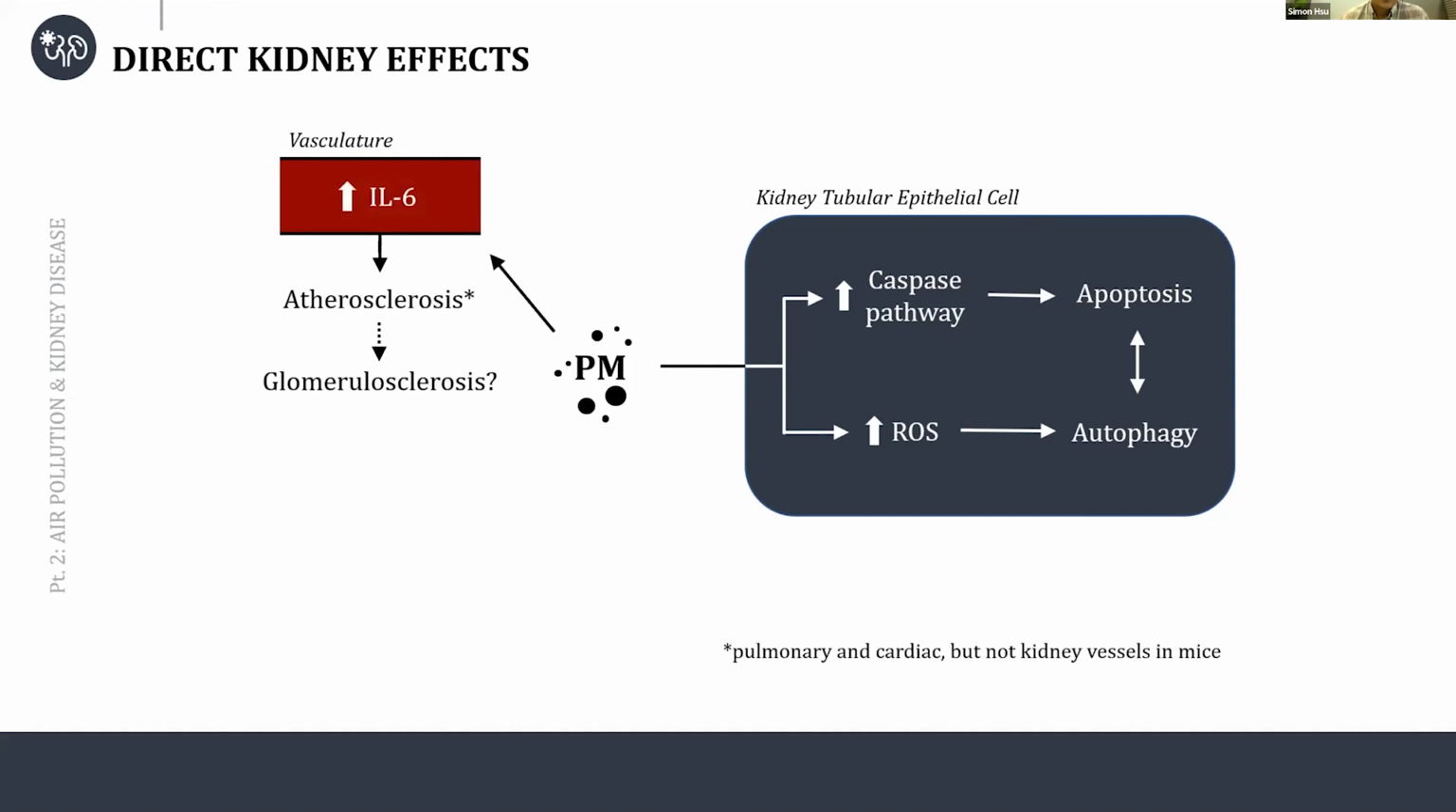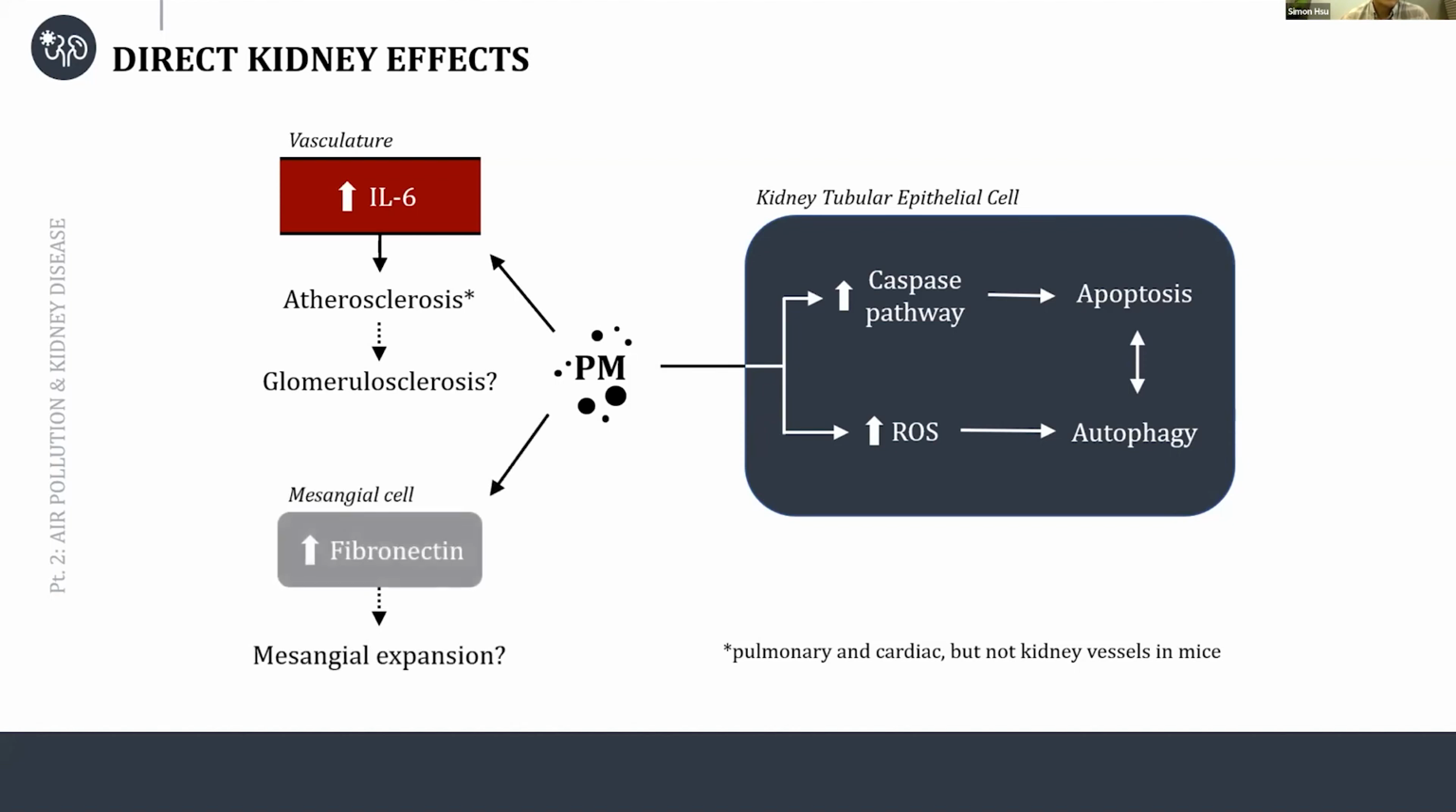There was another study that showed that particulate matter increases inflammatory markers, specifically interleukin-6. And this increase in inflammation was shown in this study to cause atherosclerosis in the pulmonary and cardiac vessels. While they didn't specifically see in the study that the kidney vessels were affected in mice, I think theoretically it could still be possible. And whether or not this is a process by which you can lead to glomerulosclerosis, I think that should be tested in future studies.